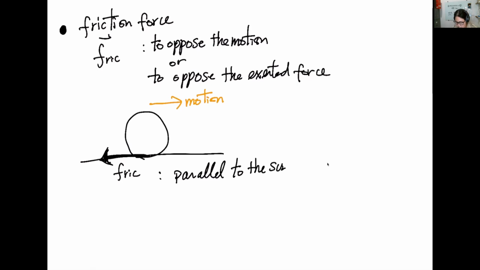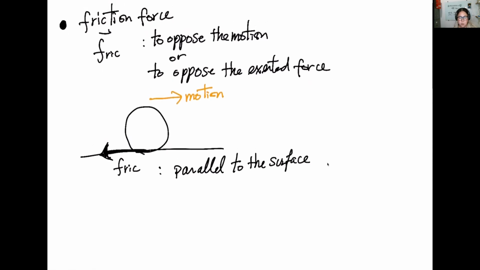Here I'm talking about the solid surface. Friction force happens in contact with a solid surface. When we talk about air drag force, that's also a friction force to oppose the motion and oppose the exerted force, but it's a little different. It's still a contact force because you're in contact with a fluid, like air molecules. But if it's in contact with a solid surface, the friction force applies parallel to the surface, in the opposite direction.